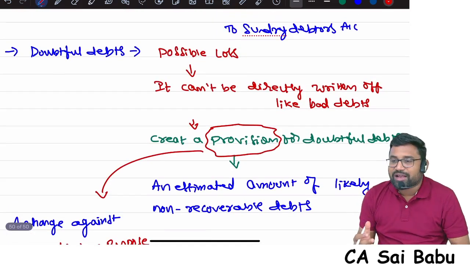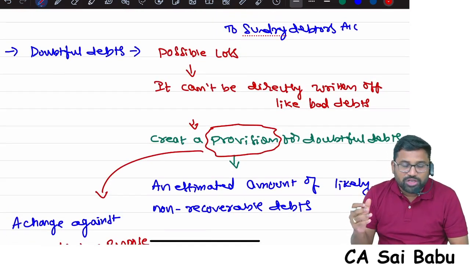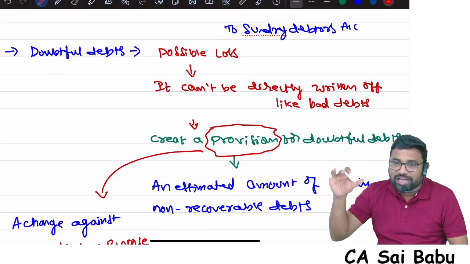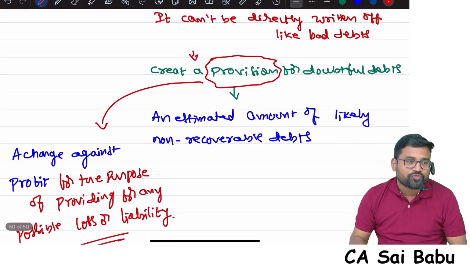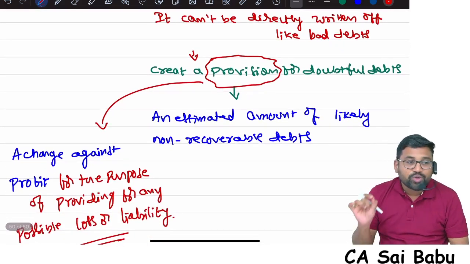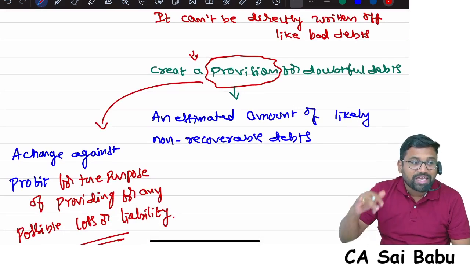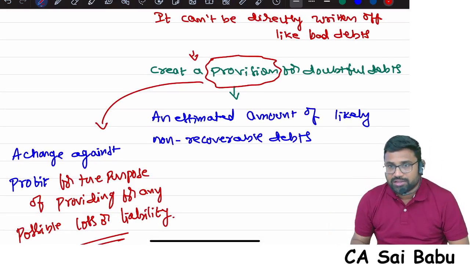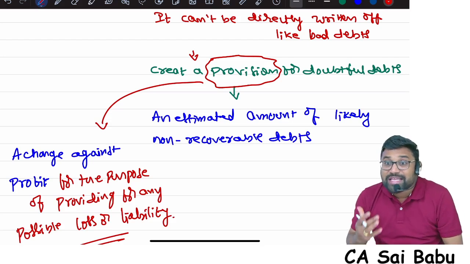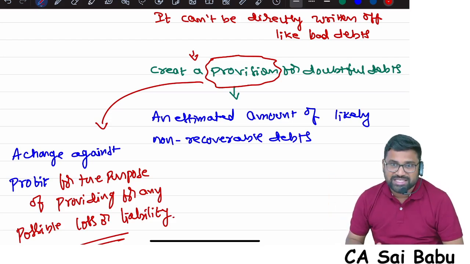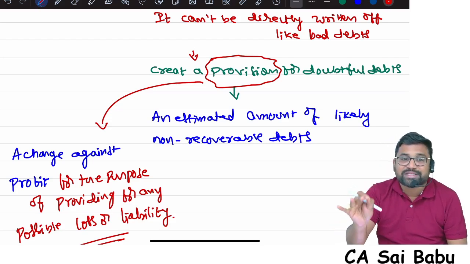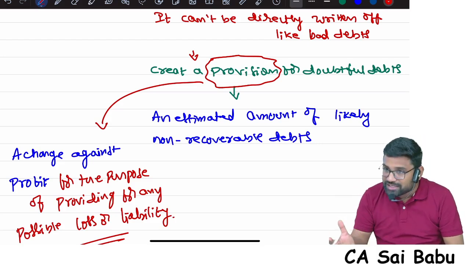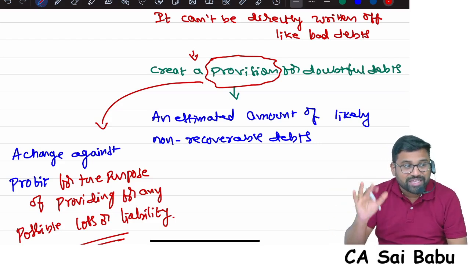Since doubtful debts is a possible loss, I can't directly write it off to the P&L account like a normal loss. What I have to do is create a provision for doubtful debts. That means I need to estimate the amount which is likely to be non-recoverable. How can I estimate? Based on my previous experience, companies can put a policy like every year we create a 10% provision on debtors.